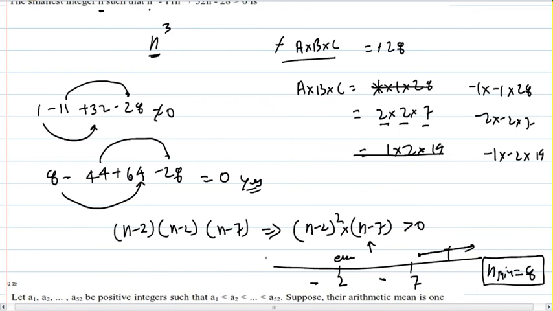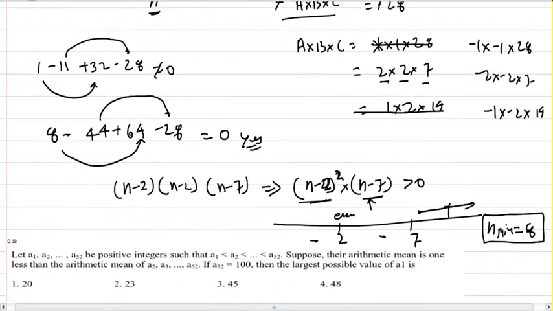Please observe, this is application of wavy curve. Even if you do not know what is wavy curve method, you can apply common sense. This bracket is a square. Squares are never negative. And this bracket must be made positive always. So that is values above 7, which is first value 8. That is the minimum possible value of n.